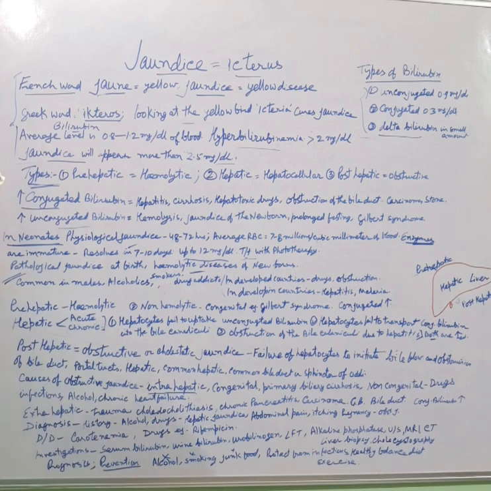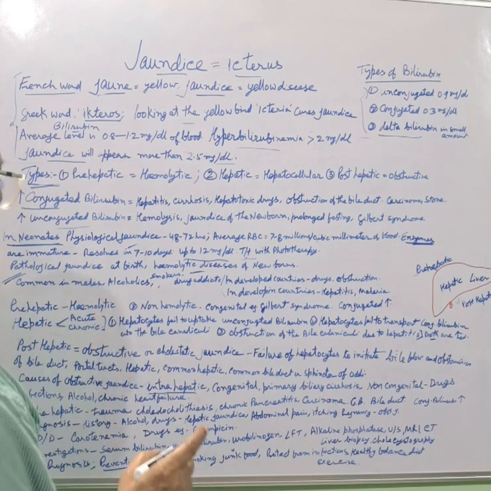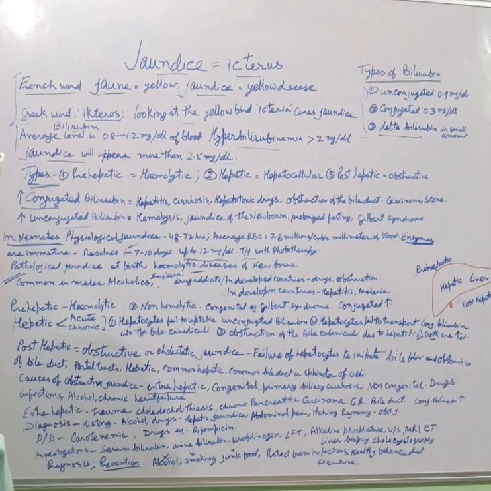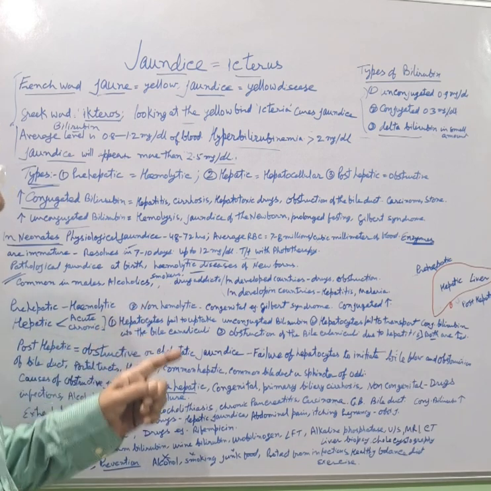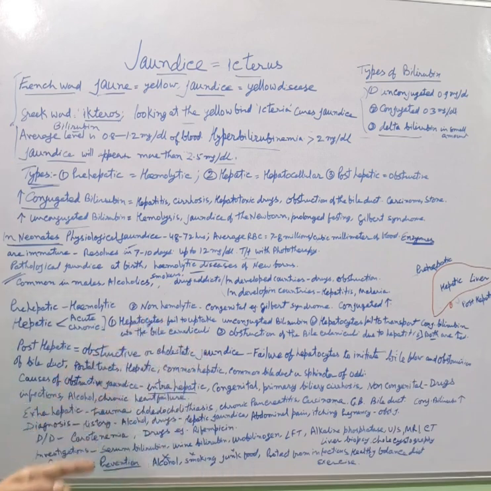Pre-hepatic jaundice is also known as hemolytic jaundice. It may be due to a congenital defect, for example, Gilbert syndrome. In this case, hemolytic and non-hemolytic, unconjugated bilirubin will increase. And second is hepatocellular, or hepatic, which may be acute or chronic.